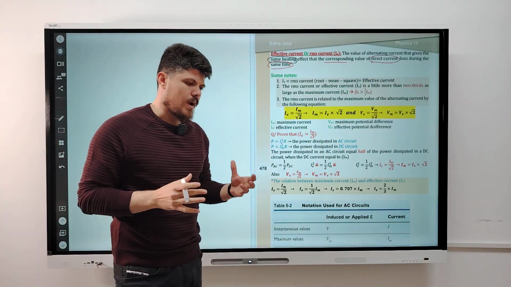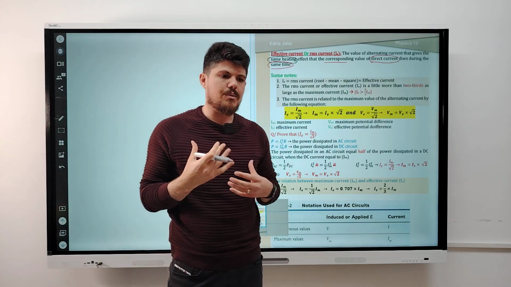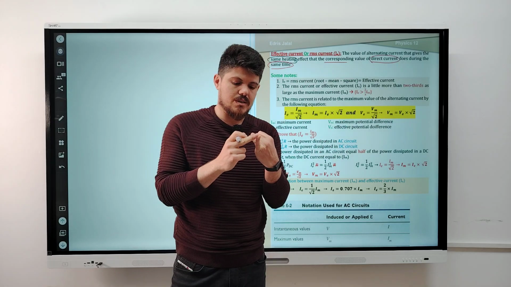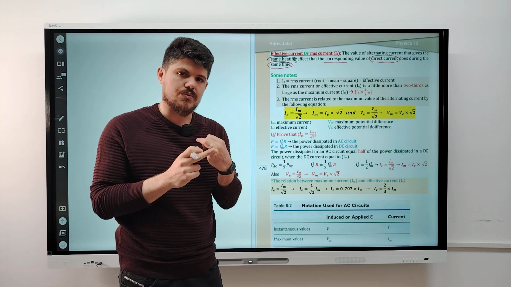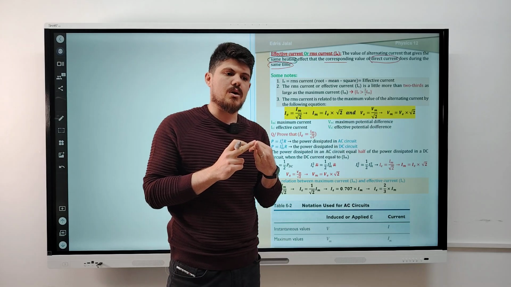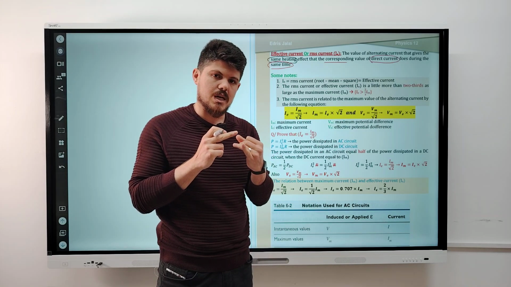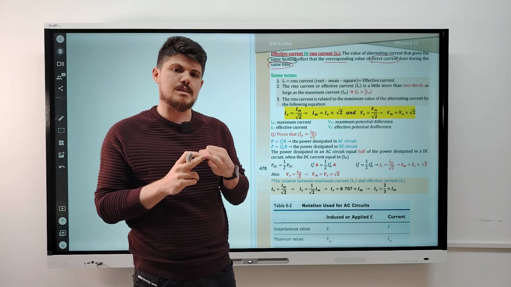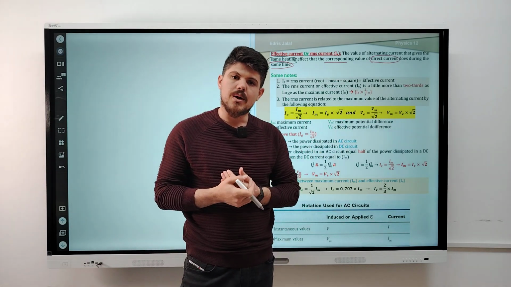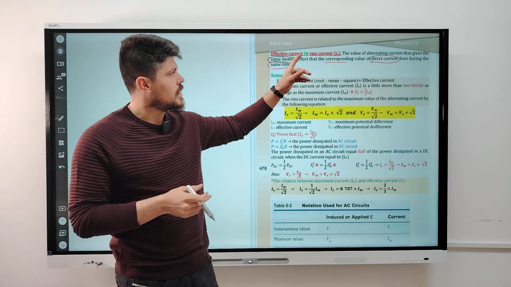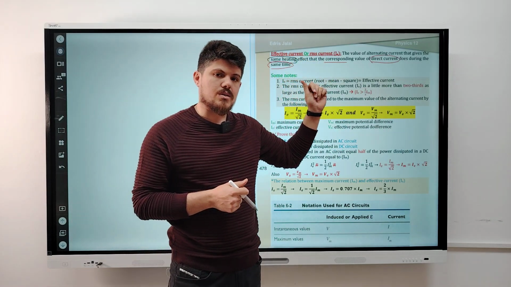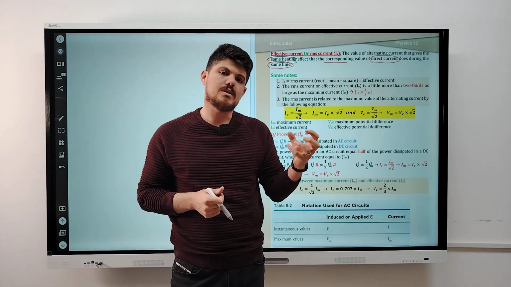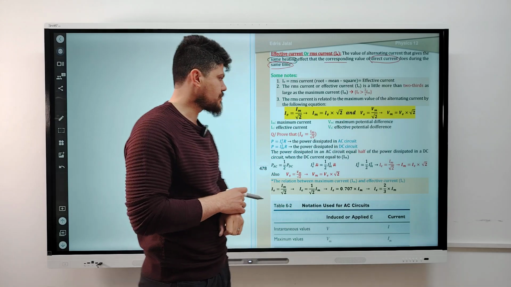So which one has more power dissipation: 10 ampere of effective current of AC, or 10 ampere of maximum current in DC? They have the same. Why? Because according to this definition, the RMS current or effective current is the value of alternating current that gives the same heating as DC current.